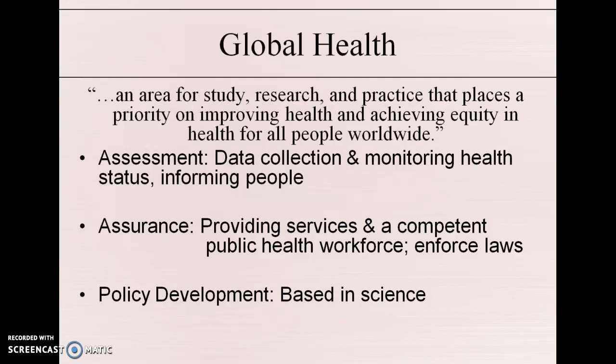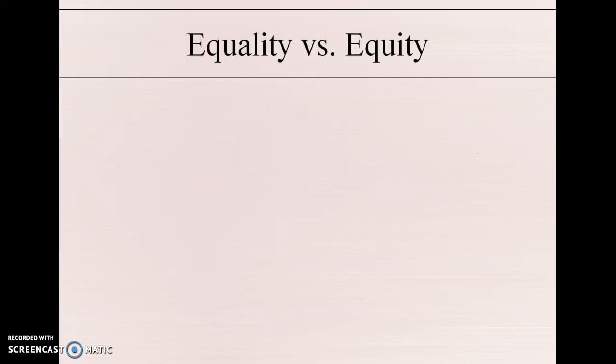And then there's policy development, which means the public health people are looking at policies such as the school policy that requires children to be vaccinated to go to school. That's a policy that came out of public health, based in scientific research that says that when a child is vaccinated, there's less likely chance of dying from those communicable diseases.